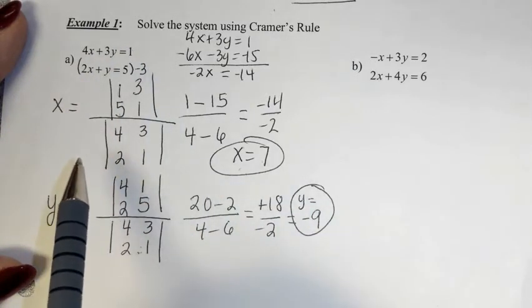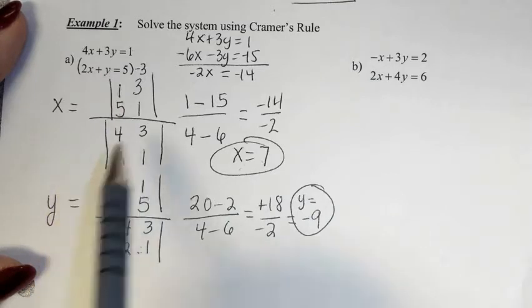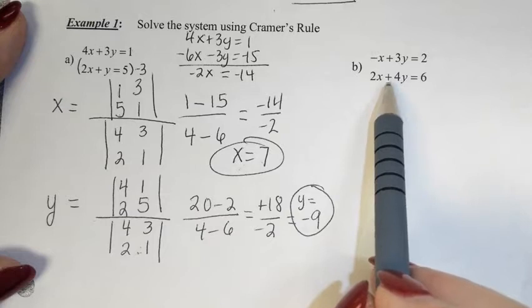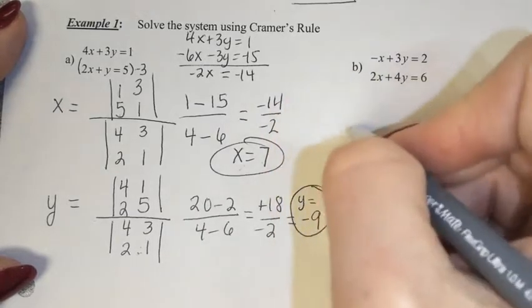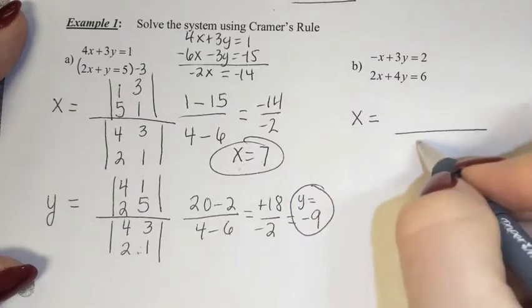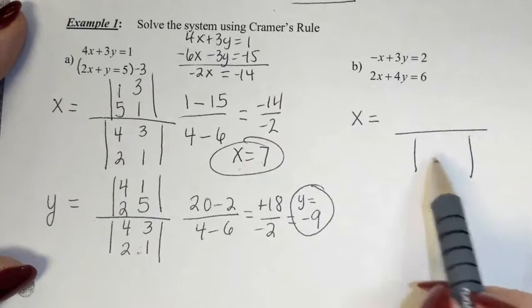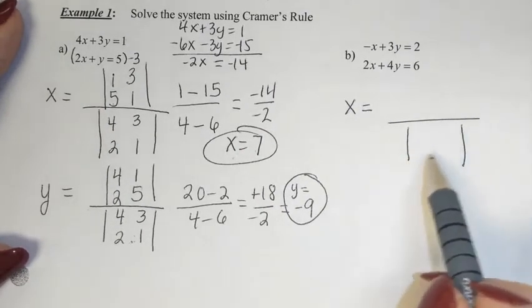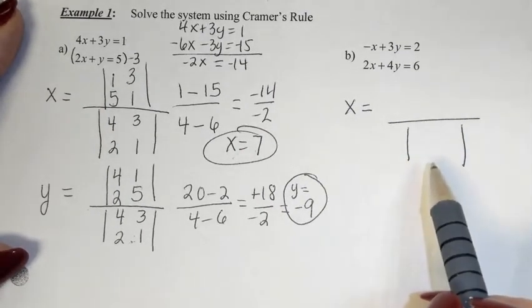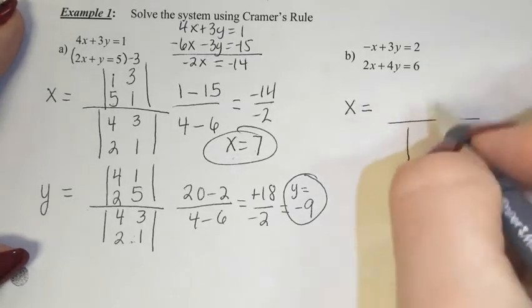Okay, so once again, that denominator is always the same. It's just those coefficients of x and y. All right, let's look at the next one. So we're going to solve for x. So that denominator is just going to stay the coefficients of x and y. So we're just going to fill those in. It's going to go right there. It's going to be -1, 3, 2, and 4 are going to go in there.